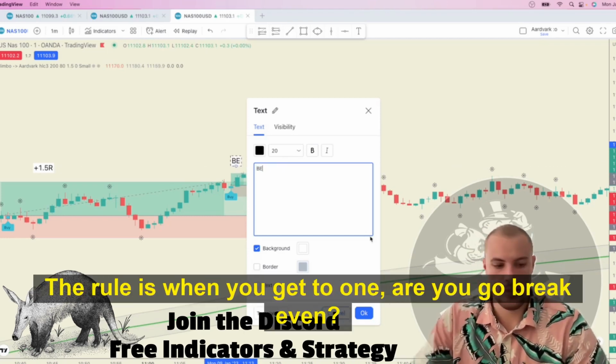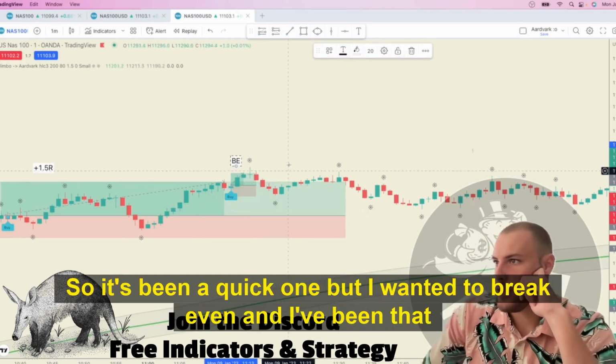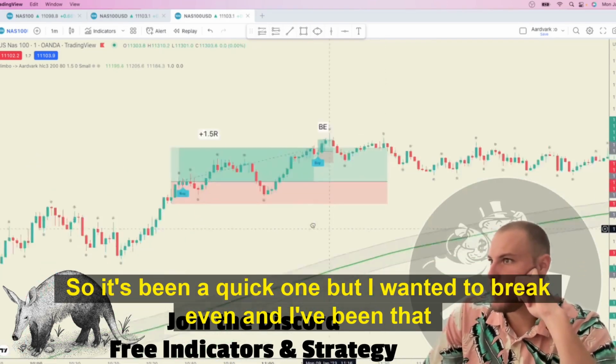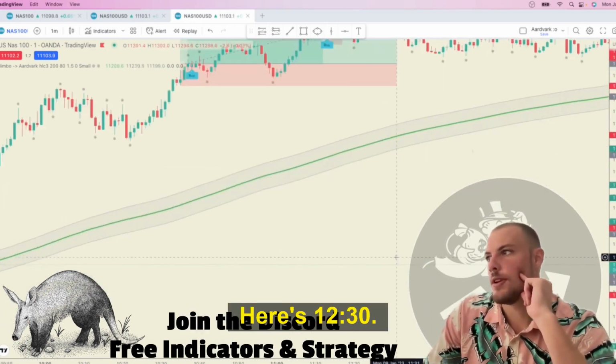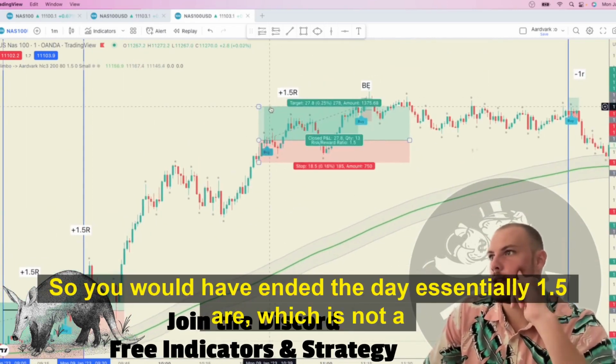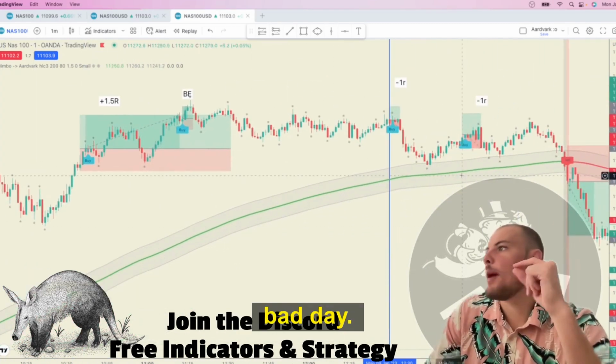The rule is when you get to 1R, you go break even. So this would have been a quick one, but it would have been break even, and that would have been that. You would have moved on, and there would have been no opportunities for the rest of the day. Here's 12:30. So you would have ended the day essentially 1.5R, which is not a bad day.